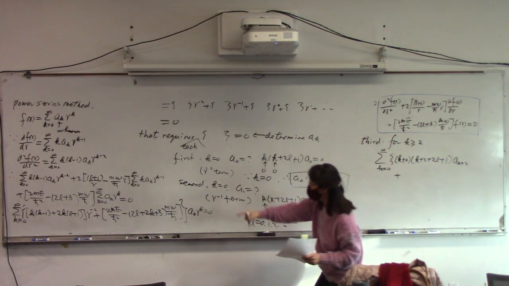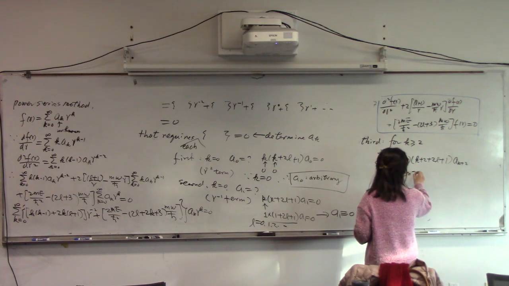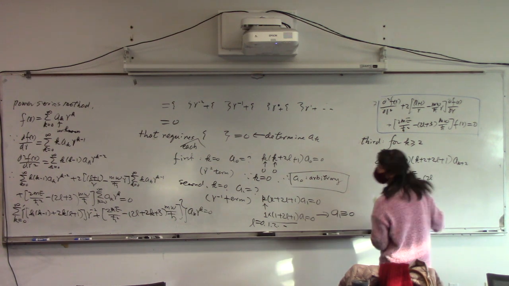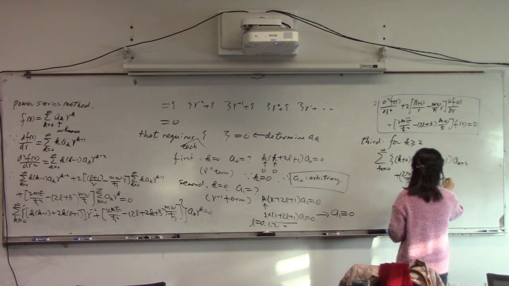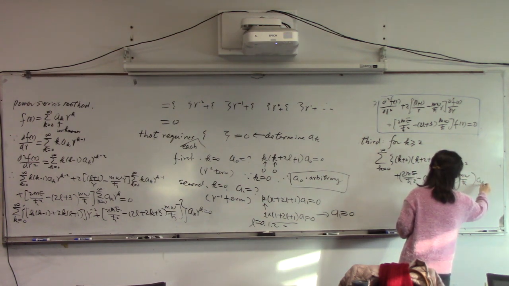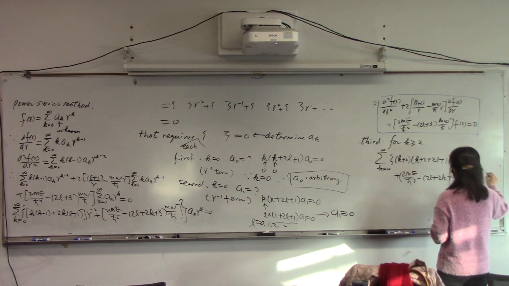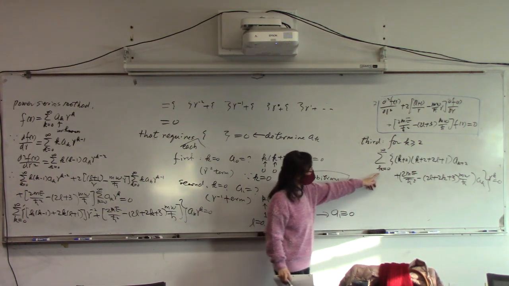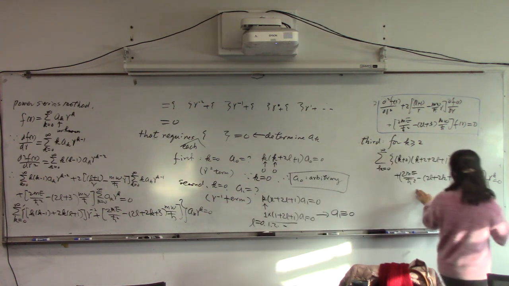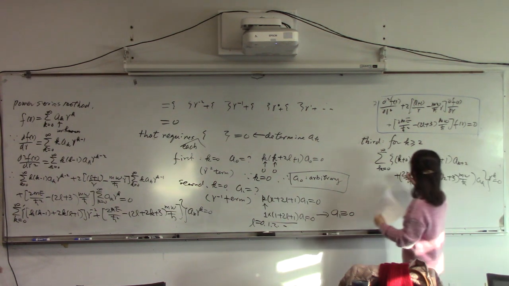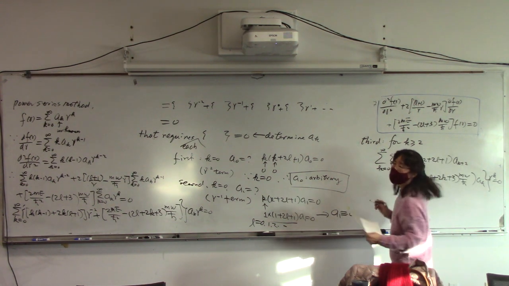Plus, so I didn't change that one. 2mE over h bar squared minus 2L plus 2k plus 3 m omega h bar a_k equal to 0. Now in this case, k from 0, so we have constant this term. But this corresponds to the k plus 2 term. That makes sense? So that is here, you see I replace k by k plus 2.